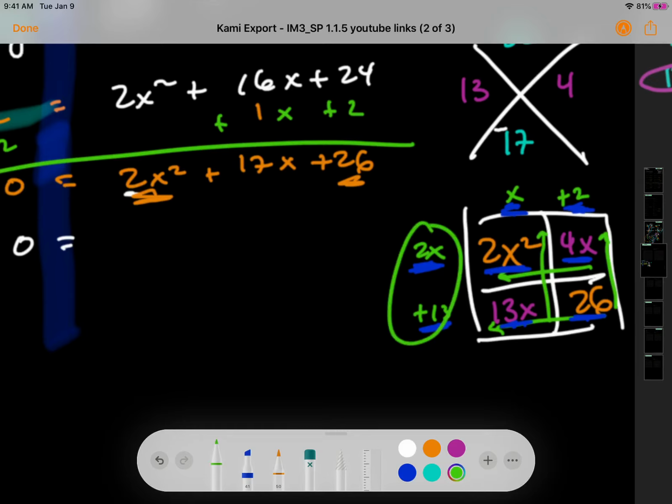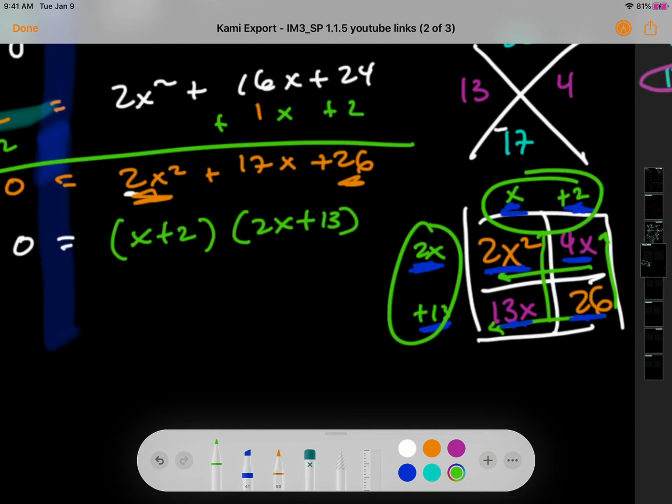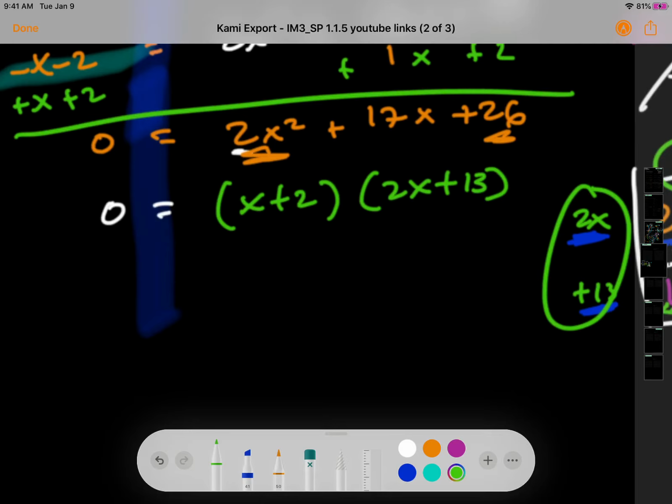So over here in green on the outsides on the right, x plus 2 and 2x plus 13. Again, the order does not matter when you write them. So what we're trying to do is just solve for x here. Let's go ahead and do that. I'm going to set each of those equal to 0 and solve those.